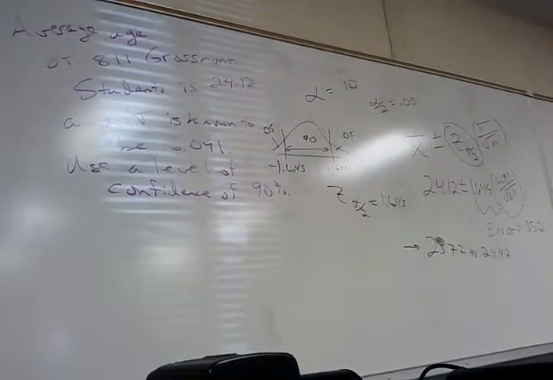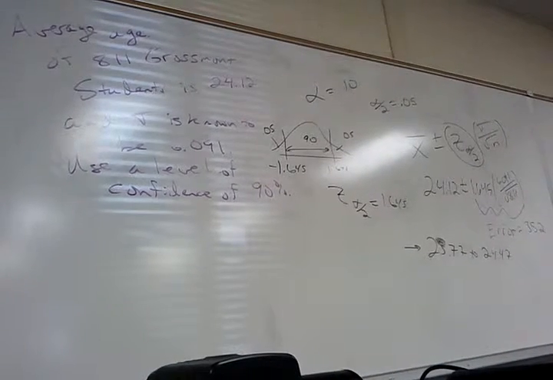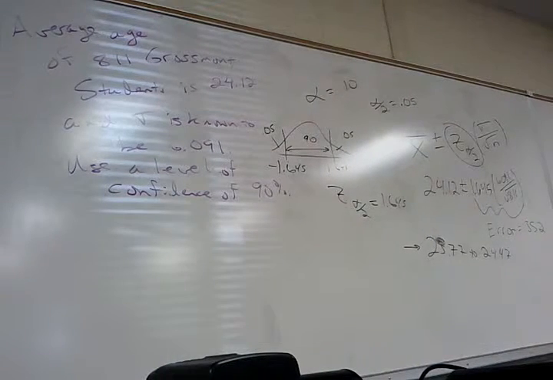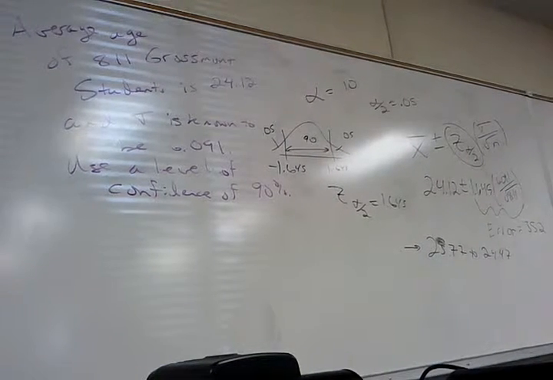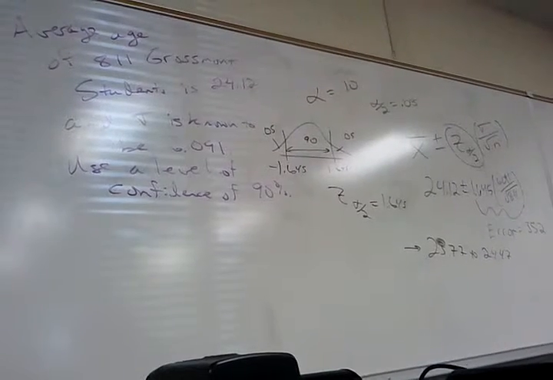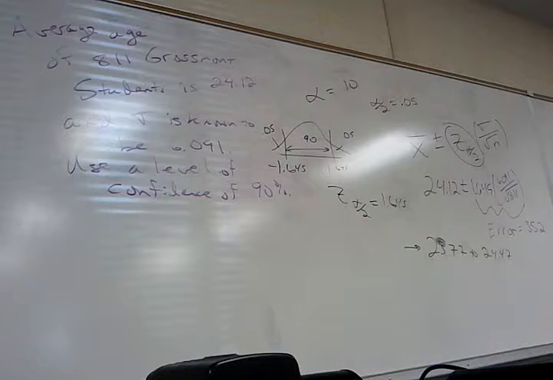Here's your statement that you can write. We are 90% confident that the interval 23.77 to 24.47 will contain the true mean age of Grossmont students. So in Chapter 7, that's the kind of thing I need to see at the end of a problem.